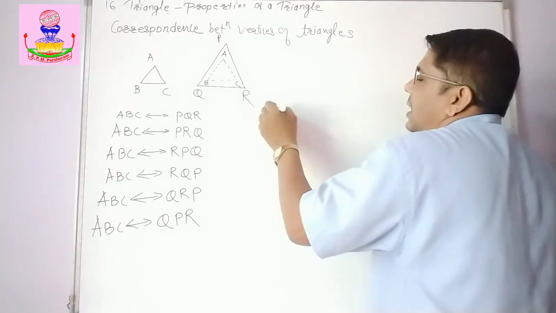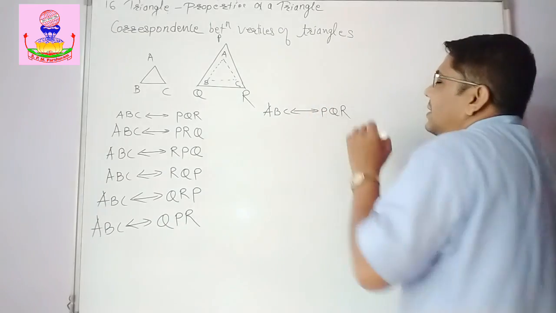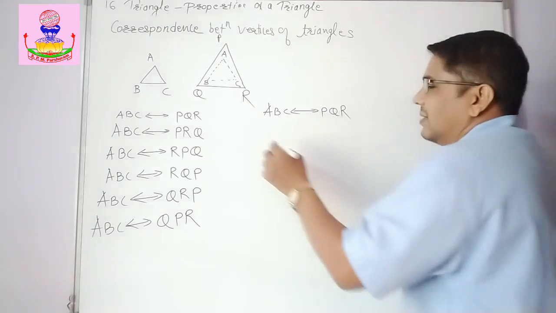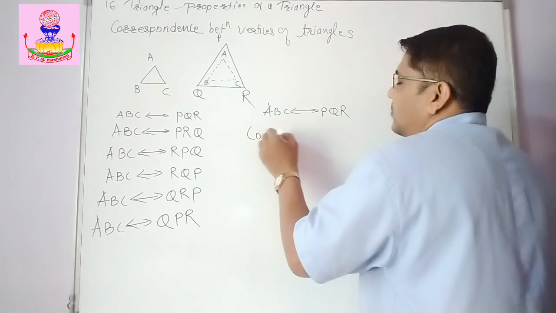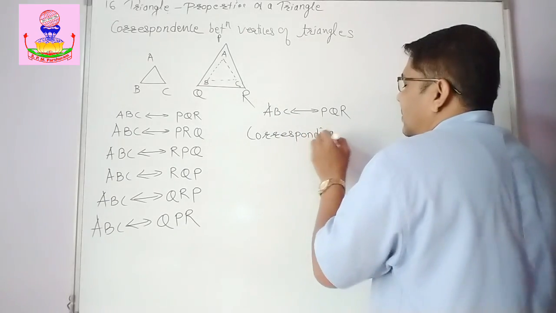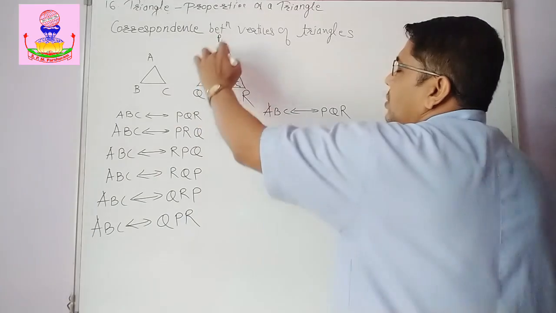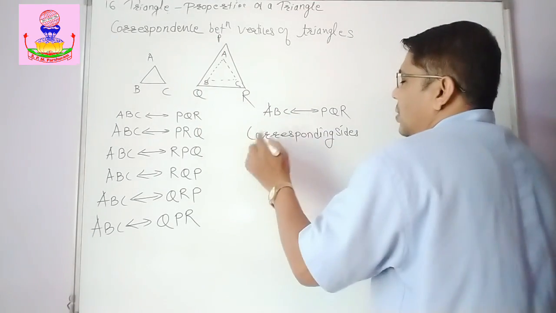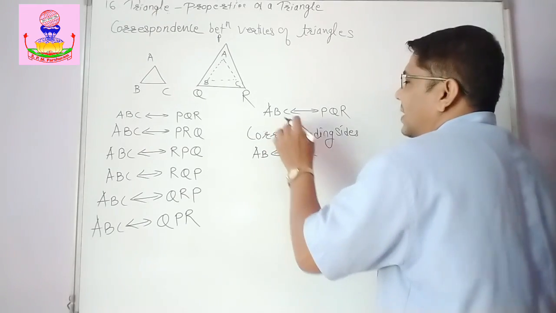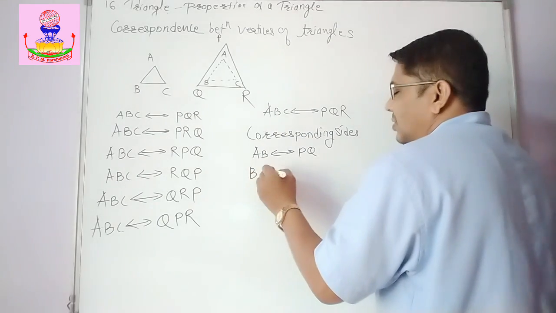We will consider one of the correspondences. For example, this first one, A, B, C is in one-to-one correspondence with P, Q, R. From that we can write the corresponding sides and corresponding angles. Now what will be the corresponding side? AB is in one-to-one correspondence with PQ. You can see here, AB, PQ.